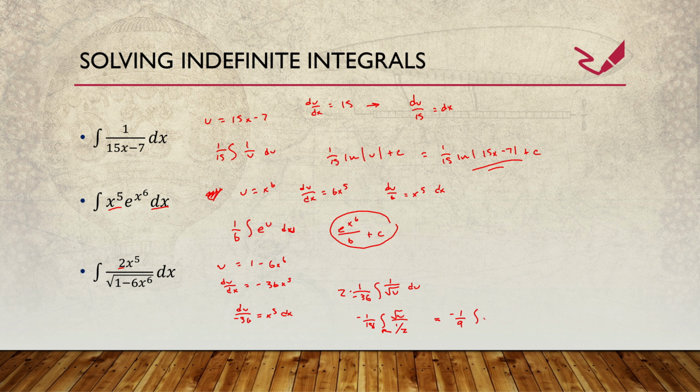And then the integral of square root of u, and you just plug in u from the original function. So your final answer is going to be negative square root of 1 minus 6x to the power of 6 all over 9 plus c. And that is your answer for that particular integral.